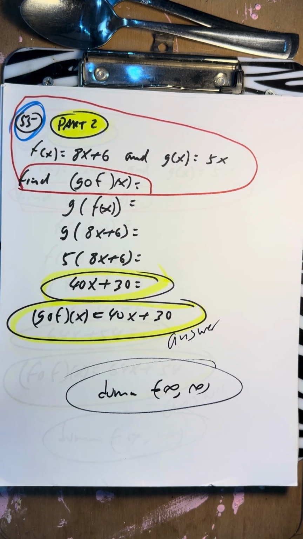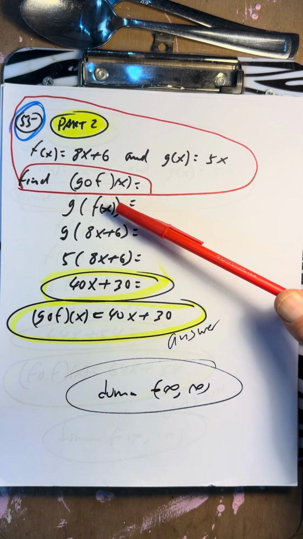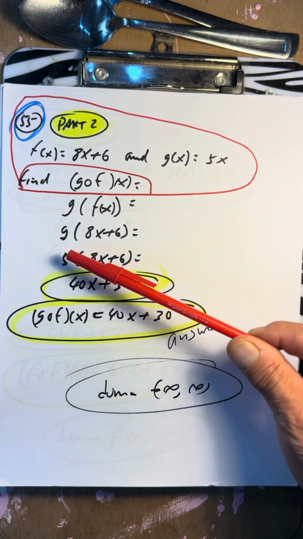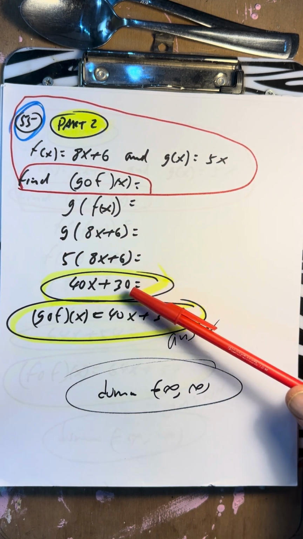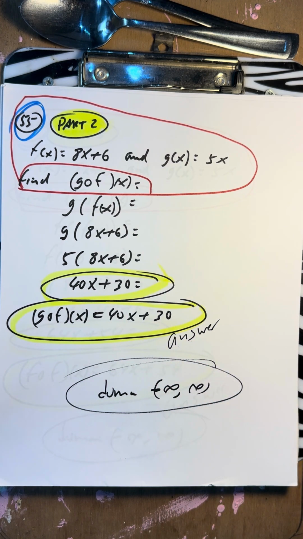f of x equals 8x plus 6. g of x is that. Find g circle f of x. So f of x goes here. So replace it, 8x plus 6. Now put this back in the other one. So it's going to be 5 times this. 5 times that is 40x. 5 times 6, 30. There's the answer. g circle f of x is this. Domain is -infinity to infinity.